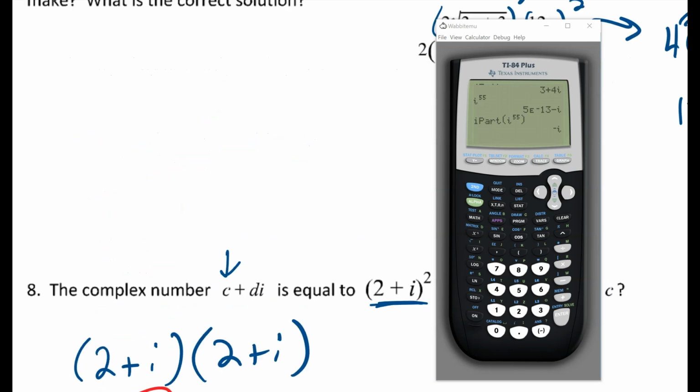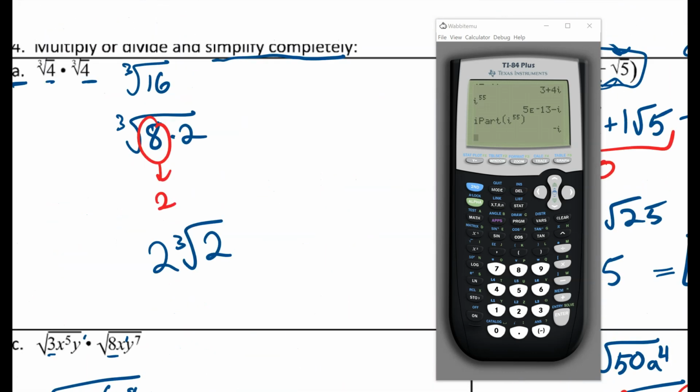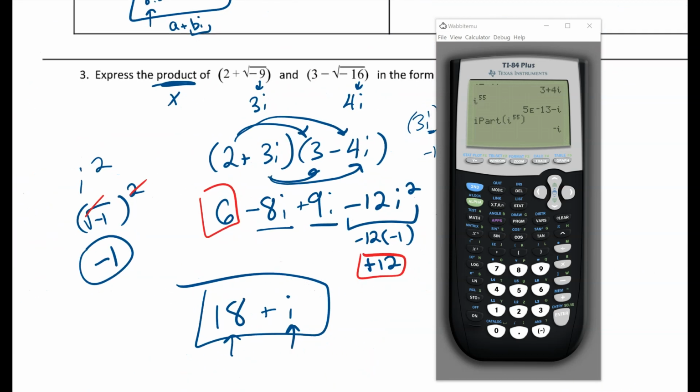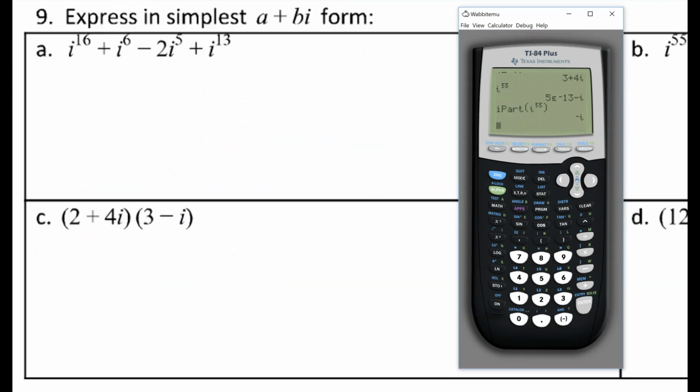Even for the last multiplication problem we did, where was it? This one right here, where it says to express the product, we could have typed that straight into the calculator from the get-go because there are no variables, and it would have spit out 18 plus i as well. So that's one quick way to check yourself for these multiplication problems.